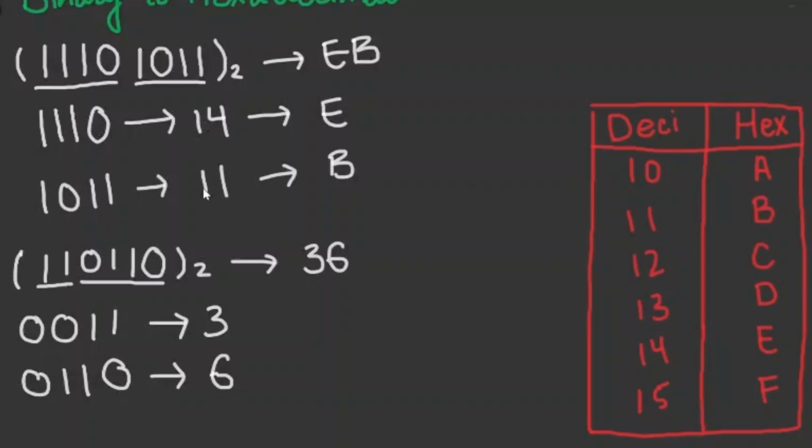In the previous example, our value was exceeding 9. We had double digits. So when we have double digits, then we need to convert that into a single digit using this table. And here we had single digits, so we did not need to do that. And that was it. That's how you convert a binary number into a hexadecimal number.